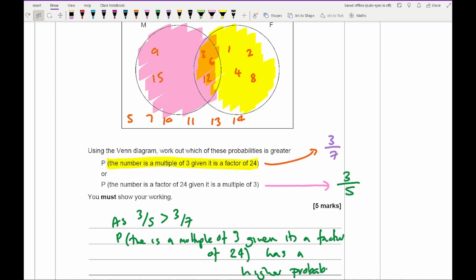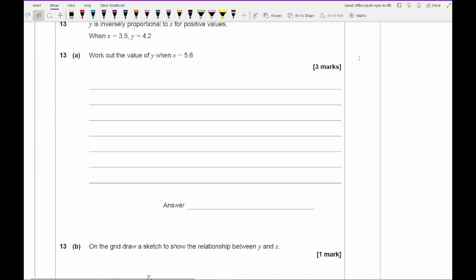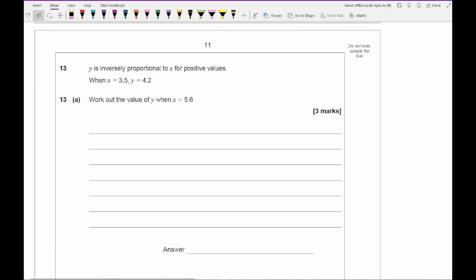And there we go. Moving on to question 13, it says y is inversely proportional to x for positive values. When x is equal to 3.5, y is equal to 4.2. Work out the value of y when x is 5.6. So this is an inverse proportional question. So first of all, we set up the formula. So y is proportional to the inverse of x. I then replace the proportional symbol with equals k. And then I substitute these numbers in to work out what k is.